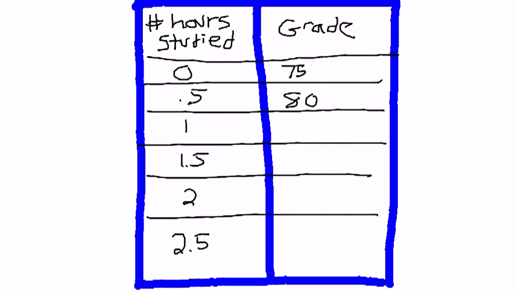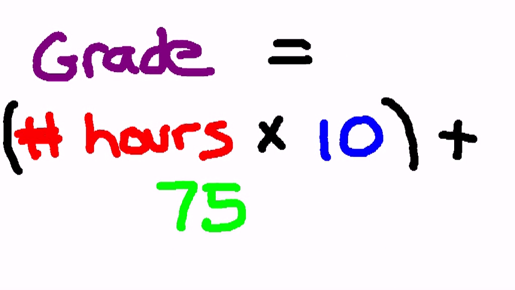Now, how would you go about filling out the rest of the table? You might realize that his grade keeps going up by 5 points for every half hour he studies. So then we'll get 85, 90, 95, and 100. But now, what is the more specific equation that can be used to discuss this table? After some guess and check, you can see that the relationship between these two variables is that his grade will equal the number of hours he studies times 10, that quantity, plus 75.